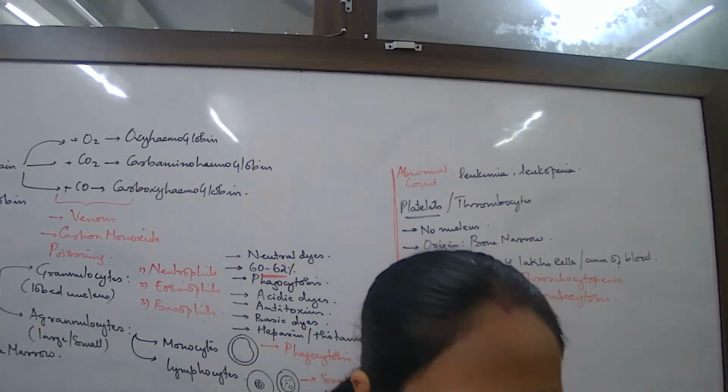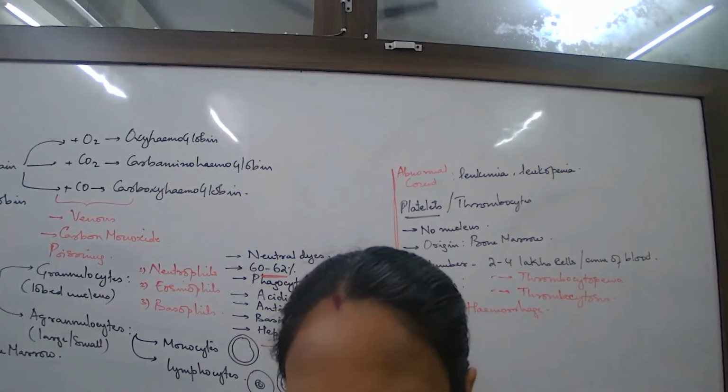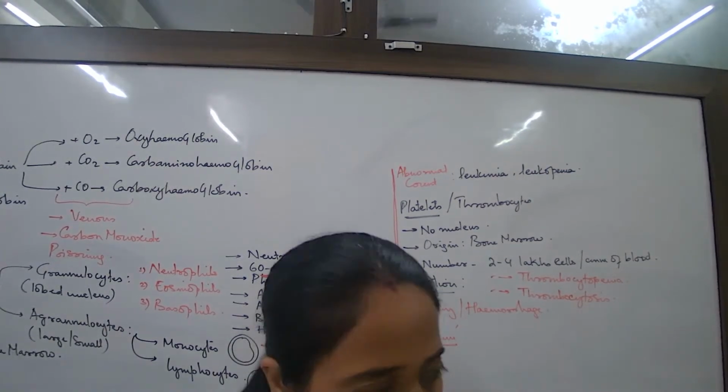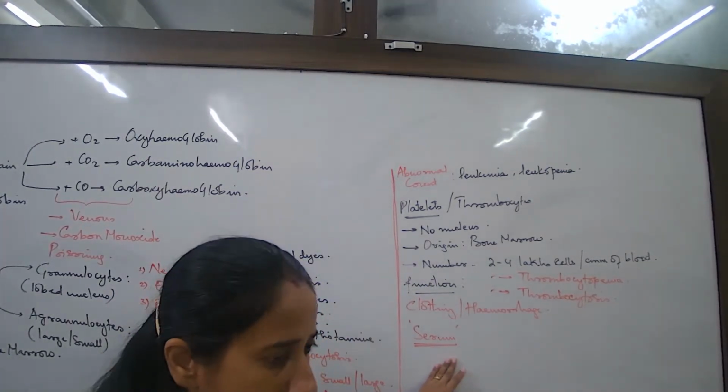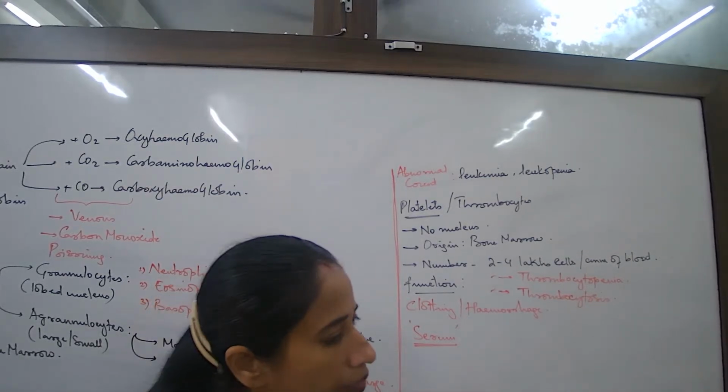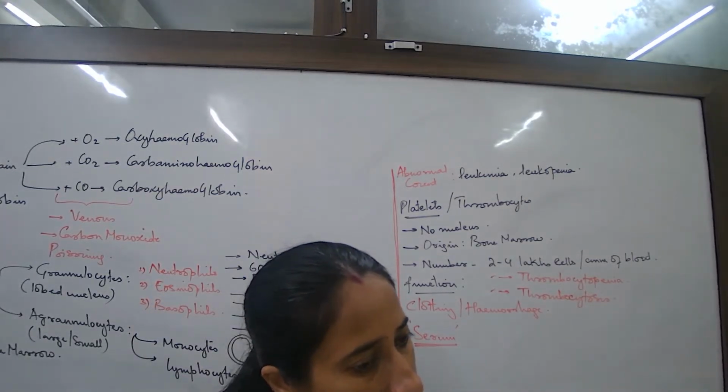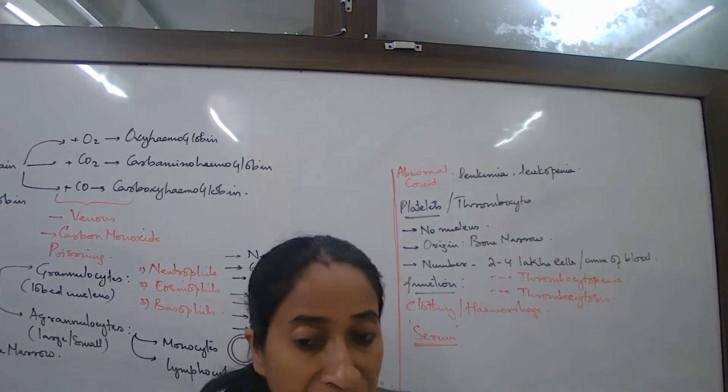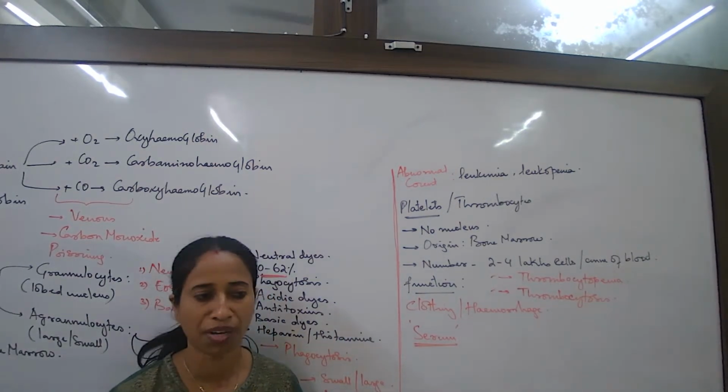But how is fibrinogen removed out? Because fibrinogen is always used in the process of clotting. First of all, write down the definition. Serum: plasma from which protein fibrinogen is removed.